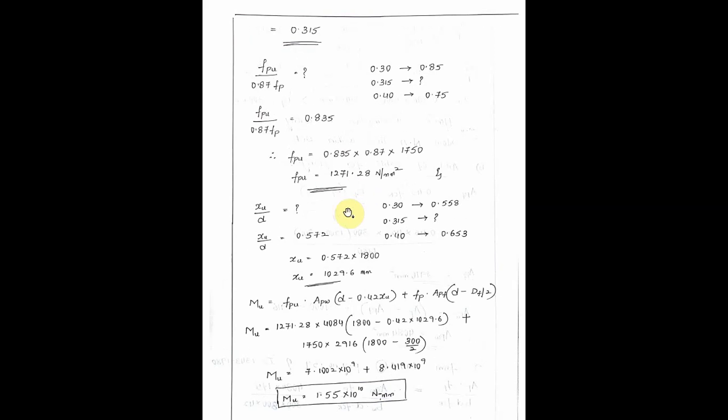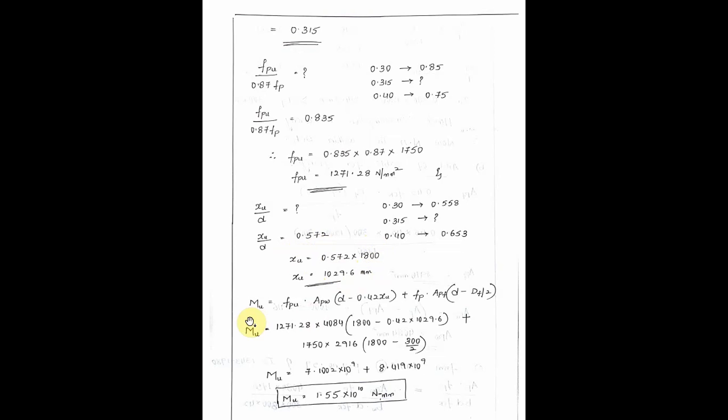Now you have to find XU upon D. Therefore XU is equal to 0.572 into depth D of 1800, so XU is equal to 1029.6 mm.